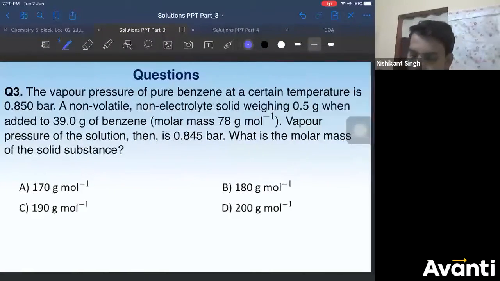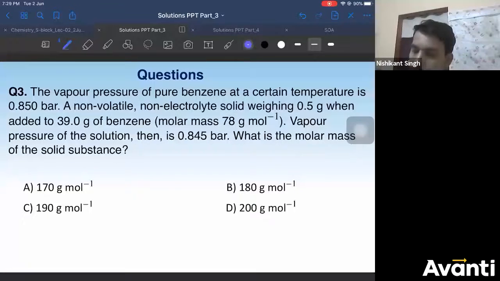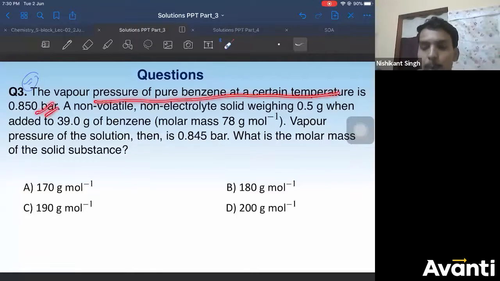So you can see one more question here. Try solving this one. Read it out carefully. The vapor pressure of pure benzene at a certain temperature is this much. Pure benzene vapor pressure is given, that means solvent. A non-volatile, non-electrolyte solid solute weighing 0.5 gram is added to 39 gram benzene. Vapor pressure of the solution is this. What is the molar mass of the solid substance?